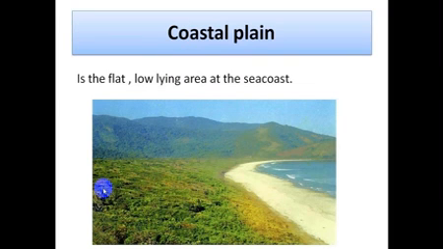The coastal plain is low. The coastal plain is a flat, low area at the sea coast. So the area where the land and the ocean meet, we call it coastal plain. Coastal plain means flat land. So the coastal plain is a flat, low-lying area at the sea coast, the area near the ocean. Okay, and now we will move to the ocean floor.